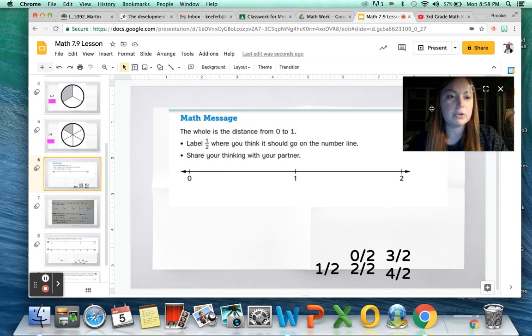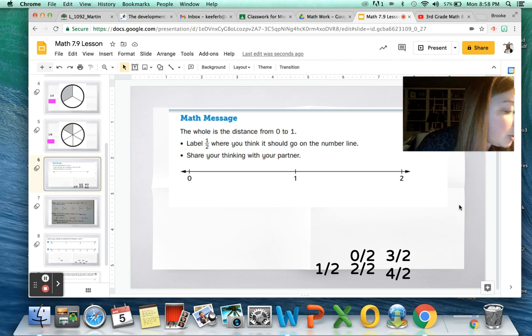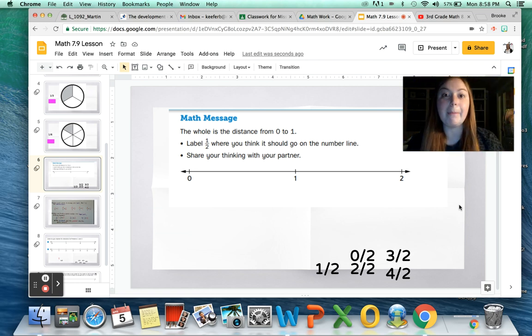So let me move my picture up here. All right, so we are going to be on our workbooks on page 240. So your math journal, page 240. So you can pause the video while you grab your math journal and turn to page 240.